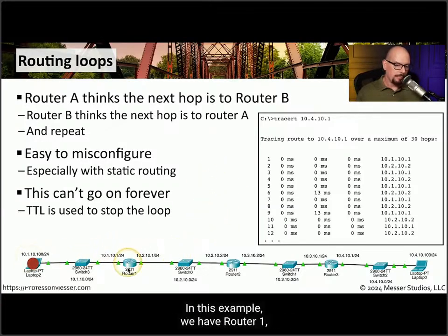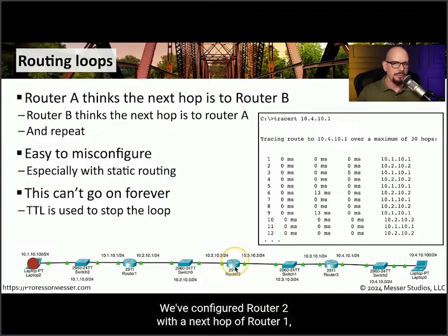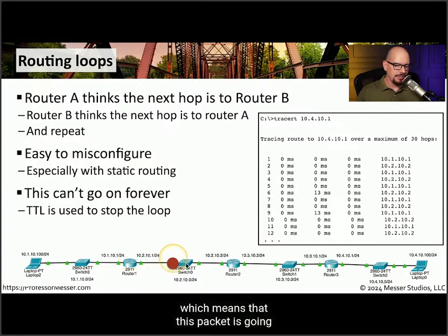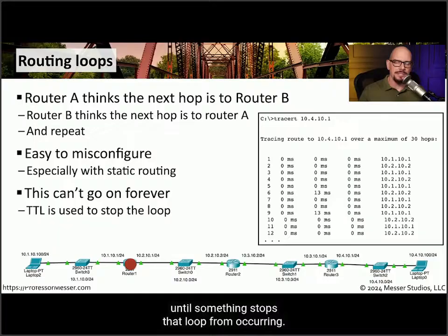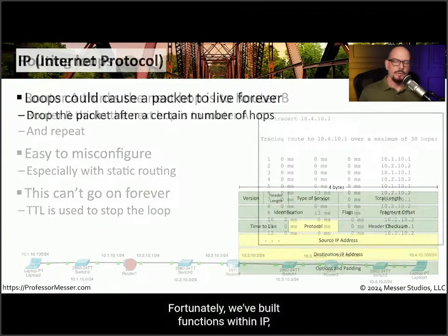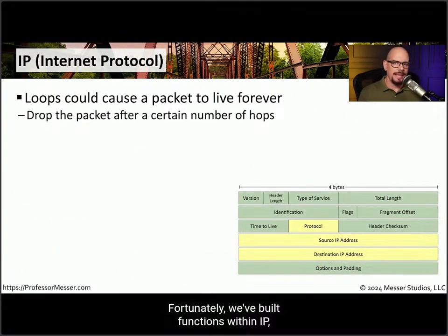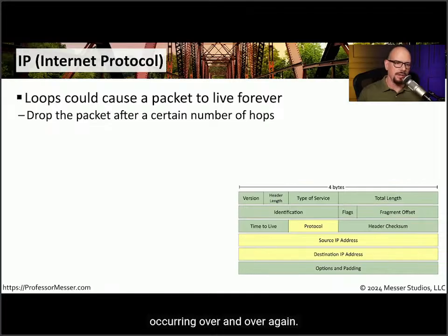In this example, we have router 1, and router 1's next hop is router 2. We've configured router 2 with a next hop of router 1, which means that this packet is going to go back and forth between these routers until something stops that loop from occurring. Fortunately, we built functions within IP, or the Internet Protocol, to look for this loop to occur and stop it if it finds that it's occurring over and over again.